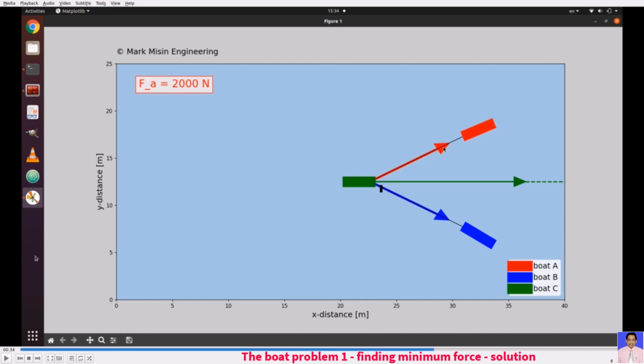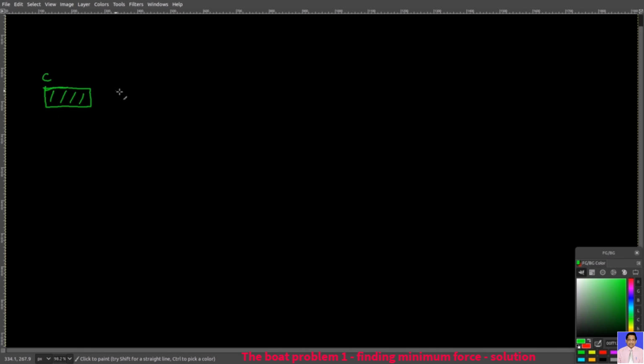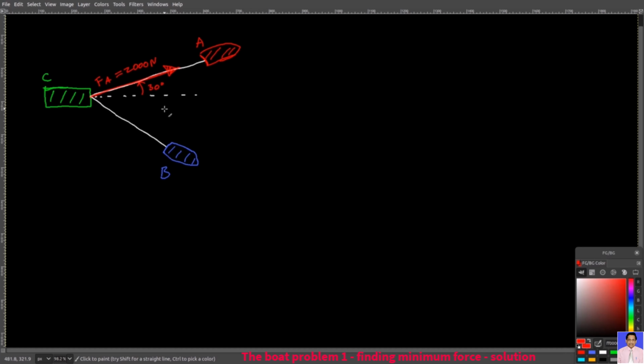This red vector, that's your FA, and that's 2000 newtons. And its direction from the positive x-axis is 30 degrees. So this is boat C, this is boat A, this is boat B, this is vector FA, which is 2000 newtons, and the angle here is 30 degrees. The unknown quantities are FB, then angle theta, and the resultant vector FR. And 30 degrees here is, of course, counterclockwise.